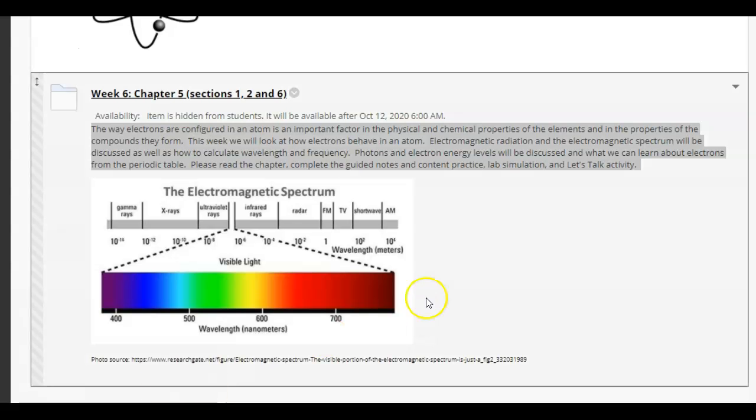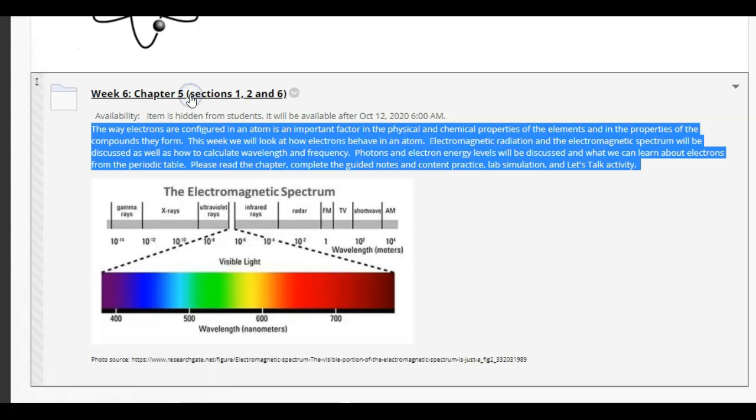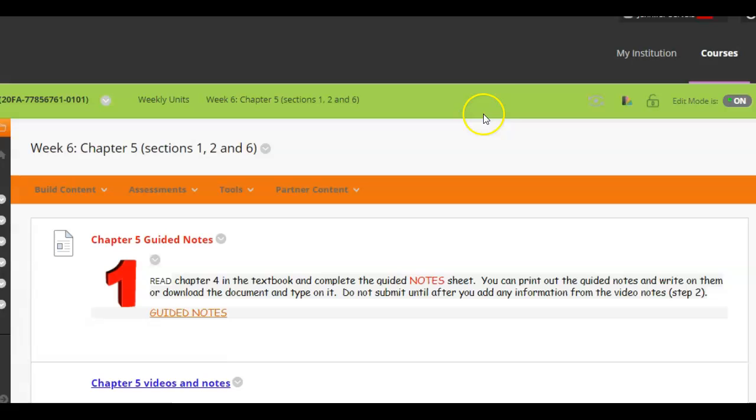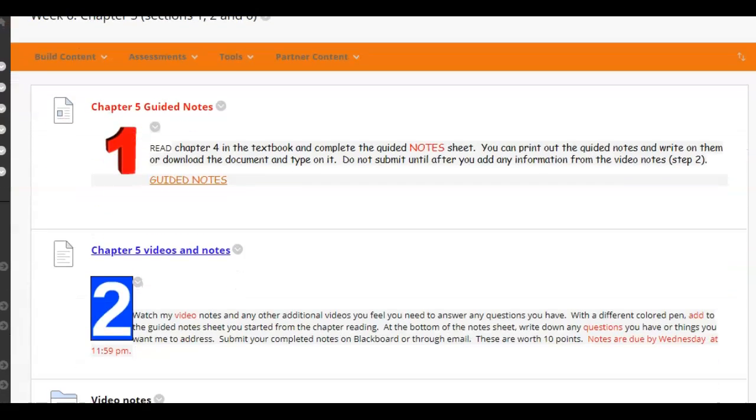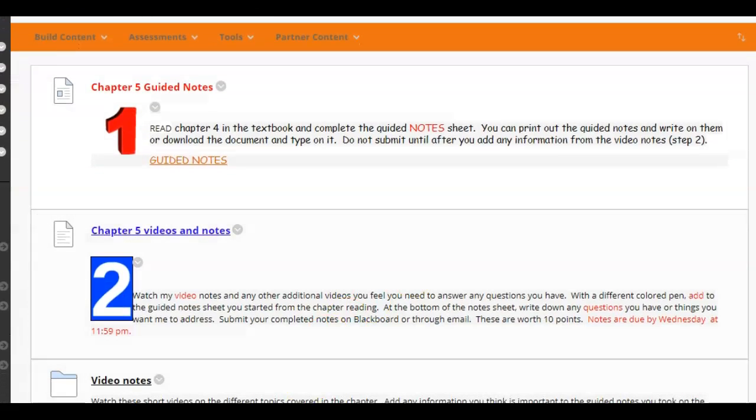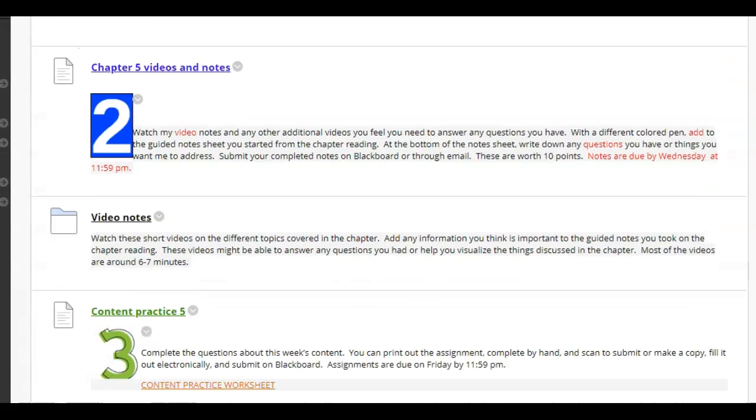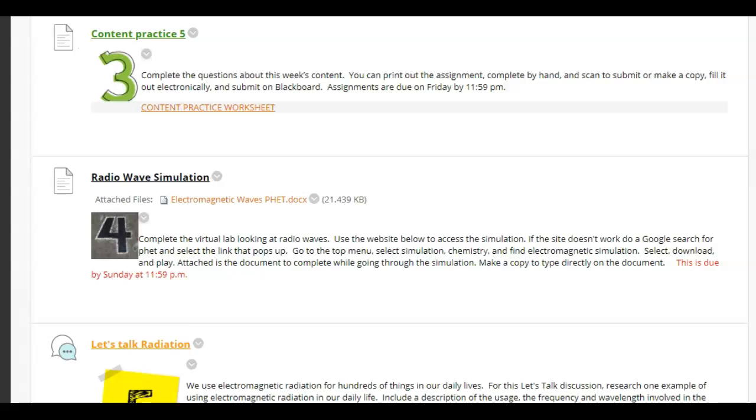So same setup as usual. I do want to make note that this week you're looking at chapter 5, but we are only covering sections 1, 2, and 6. So the middle sections we are not going to discuss, so don't spend your time on them. But same general setup as normal. You're going to read the chapters, take the guided notes and video notes. There is a content practice sheet.